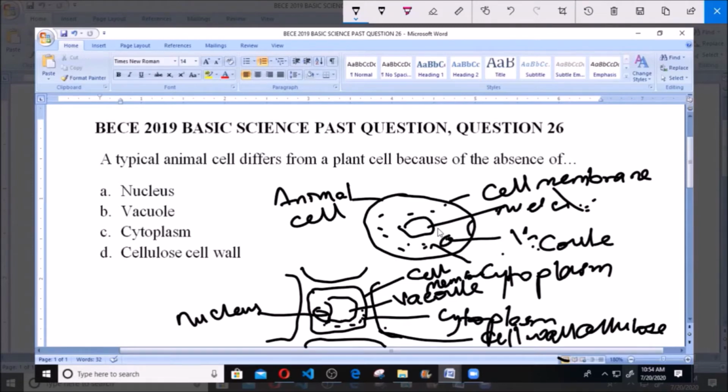So, our question says a typical animal cell differs from a plant cell because of the absence of dash. And from our diagram here, we see that cellulose cell wall is absent in animal cell, but is found in plant cell. It is very important for the rigidity of the plant cell. So cellulose cell wall is the answer. It is absent in animal cell.